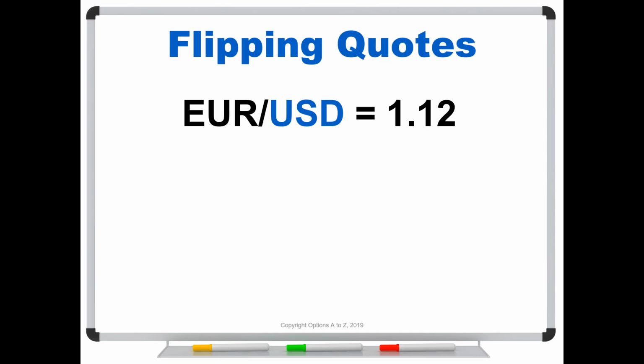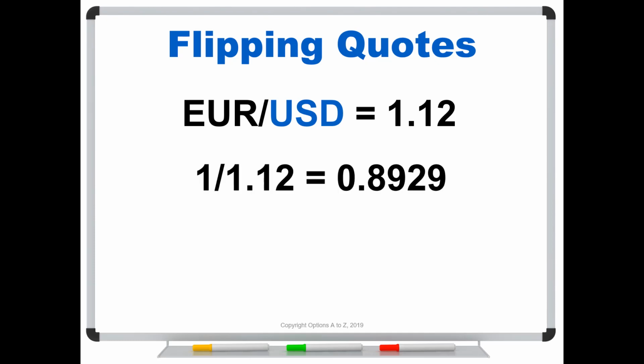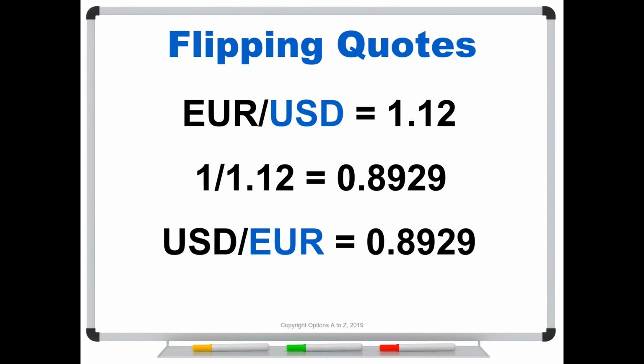So if I saw this quote, Euro US dollar equals 1.12, and I wanted to know the US dollar versus euro, I would take 1 divided by 1.12, and that's going to give me 0.8929. And again, that's going to invert that quote. So I would instantly know that the US dollar euro quote is 0.8929. In other words, 1 US dollar costs 0.8929 euros. So this would be a direct quote for somebody outside of the US and would be an indirect quote for us.